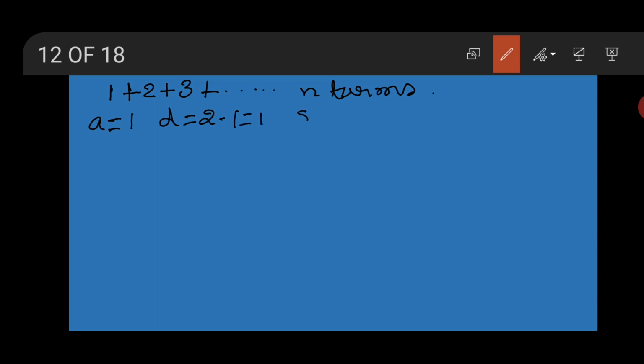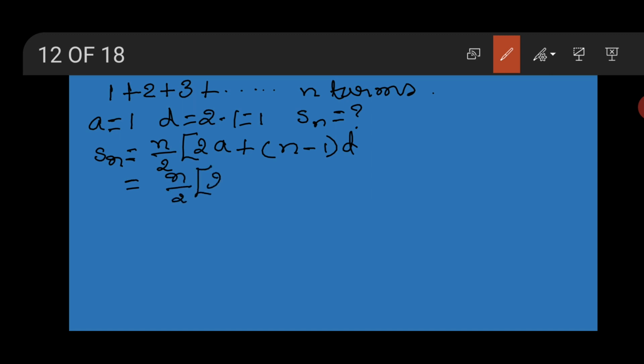So what is Sn? Use the formula, the sum of n terms of an AP is given by n by 2 into 2a plus n minus 1 into d. Substitute the values of a and d. You will get n by 2 into 2 into the value of a, which is 1, plus n minus 1 as it is, into the value of d, which is 1. Simplify: 2 ones are 2, and n minus 1 into 1 means n minus 1.